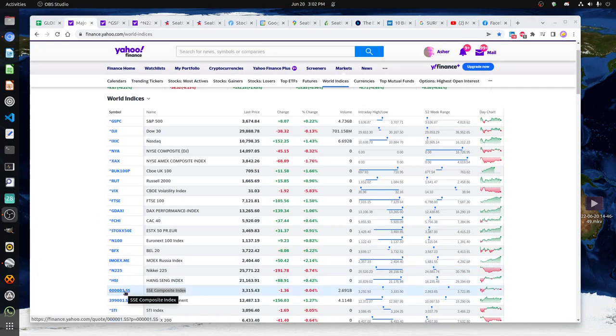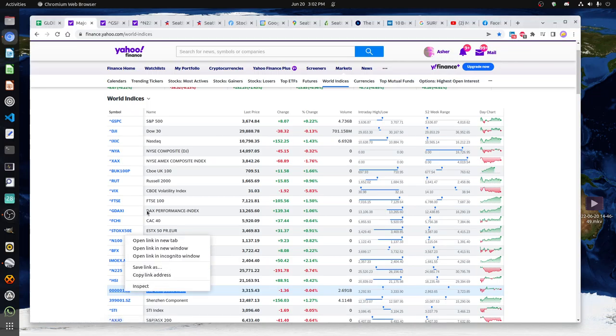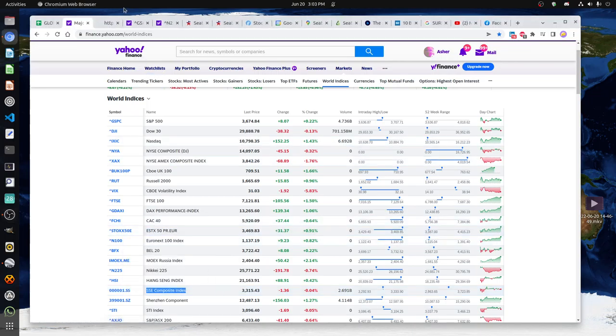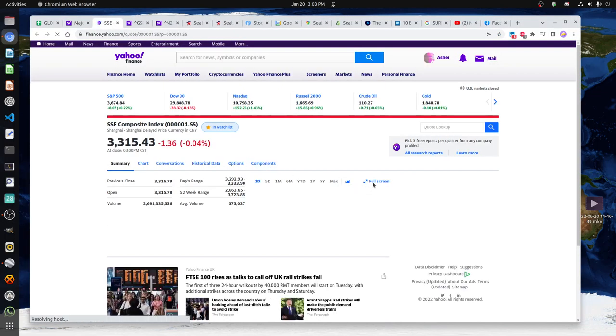Okay, next we're going to look at the Shanghai Stock Exchange. This is the ticker for it, so I'll just load it up here. Full screen.